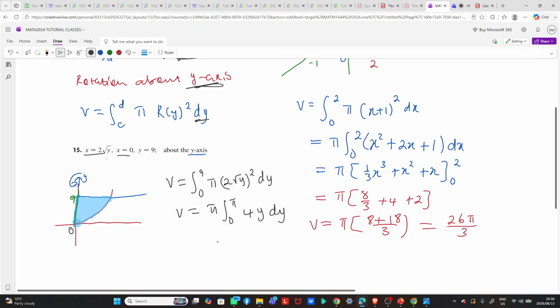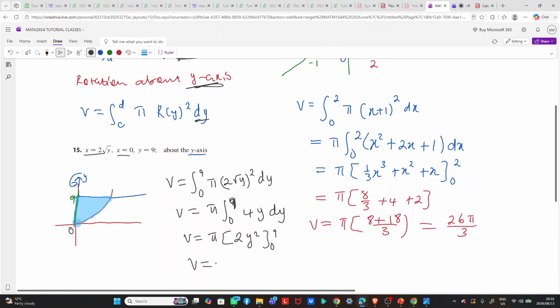Then, if we integrate, we get pi times what are we going to get here? I put pi here. This is supposed to be 9. Sorry about that. So we'll have half y squared, then the half times 4 will give us 2y squared. Then we evaluate this from 0 to 9.